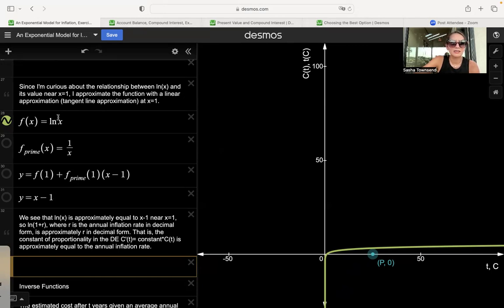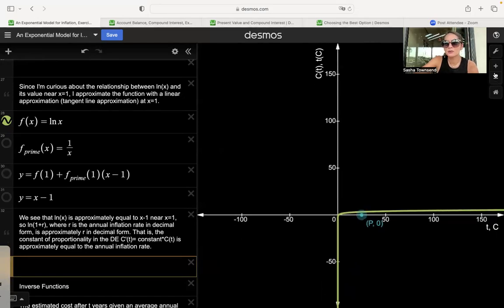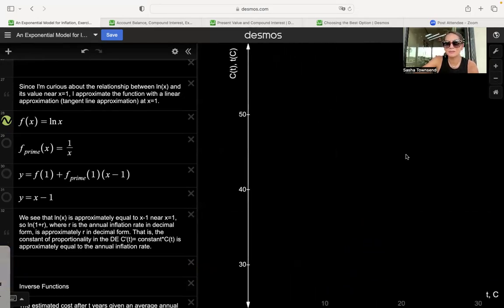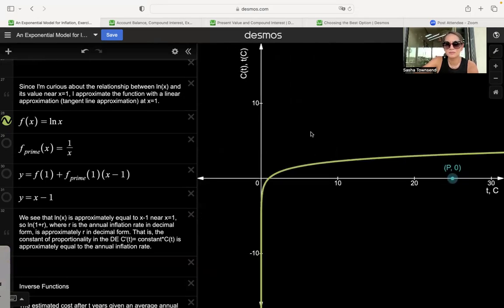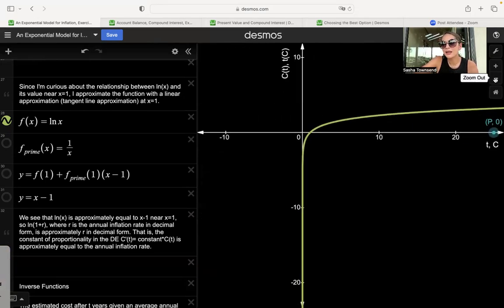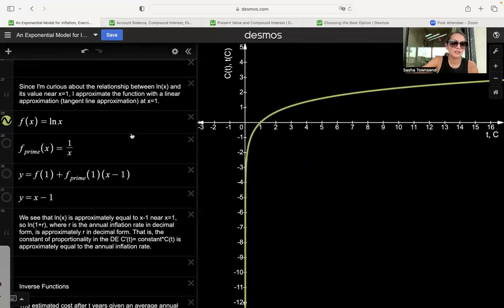In other words, the natural log of x, our original function, is approximately equal to x minus 1 when we're in the vicinity of x equals 1. So if I want to, I can zoom in a lot on my natural log function. That's what the natural log of x looks like. Then we can graph y equals x minus 1, and we see that they're approximately equal to each other.